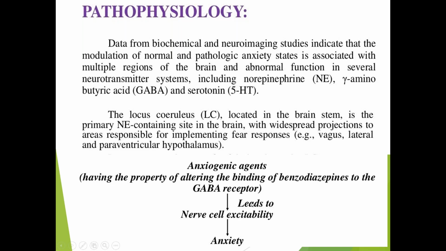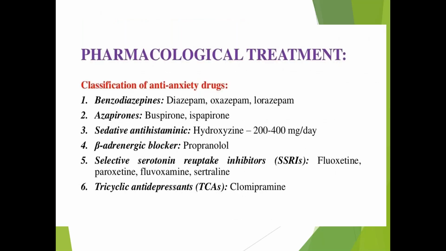Some anxiogenic agents decrease the GABA level at the GABA receptor and lead to nerve excitability and produce anxiety. Some medicines are used in treatment of anxiety, like benzodiazepines: diazepam, oxazepam, lorazepam. These are the drugs used in treatment of anxiety.